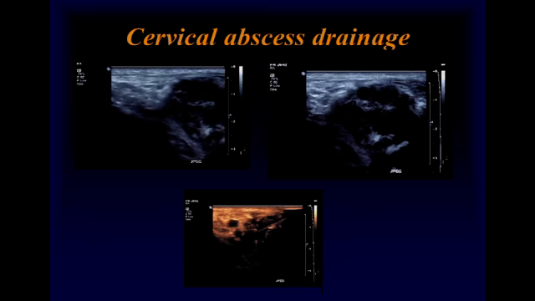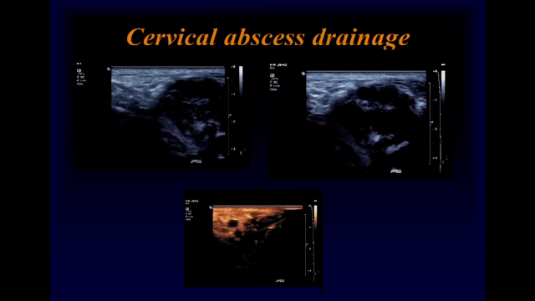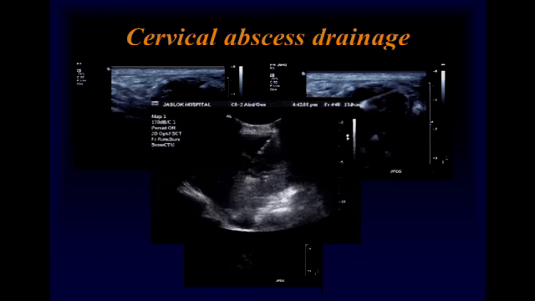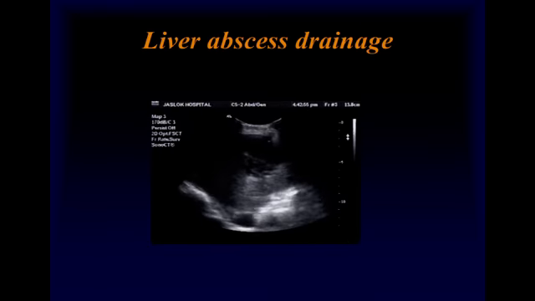That's an abscess which is being drained in the neck, and this was a tuberculous cold abscess. And very often to drain abscesses, we need to have larger needles like 16 gauge so that we can drain them adequately. That's a liver abscess being drained.